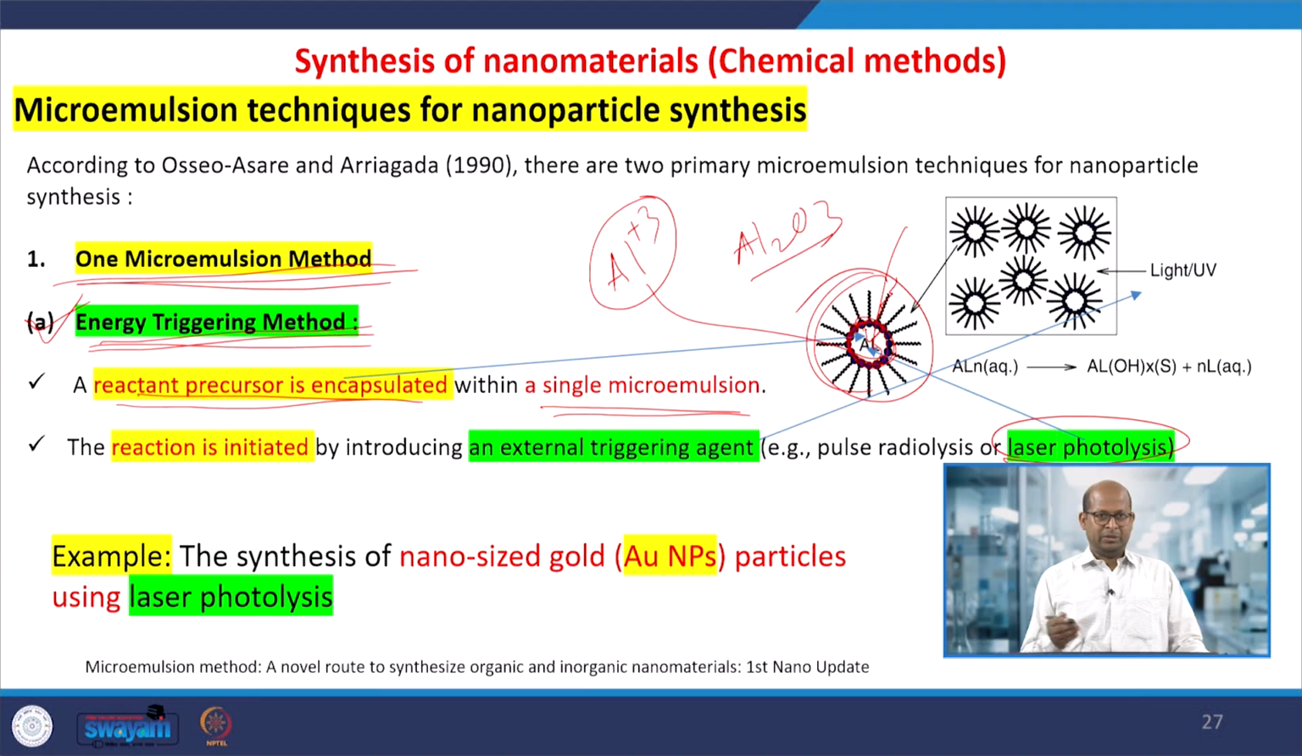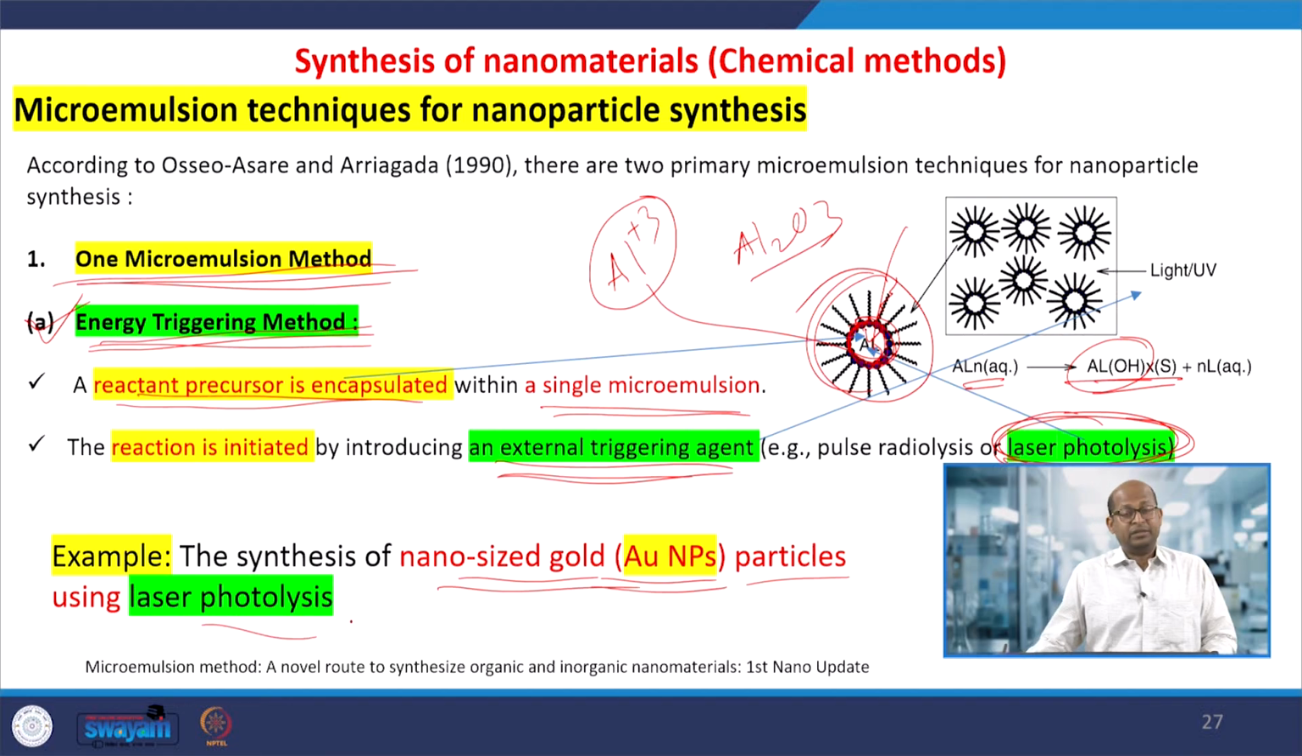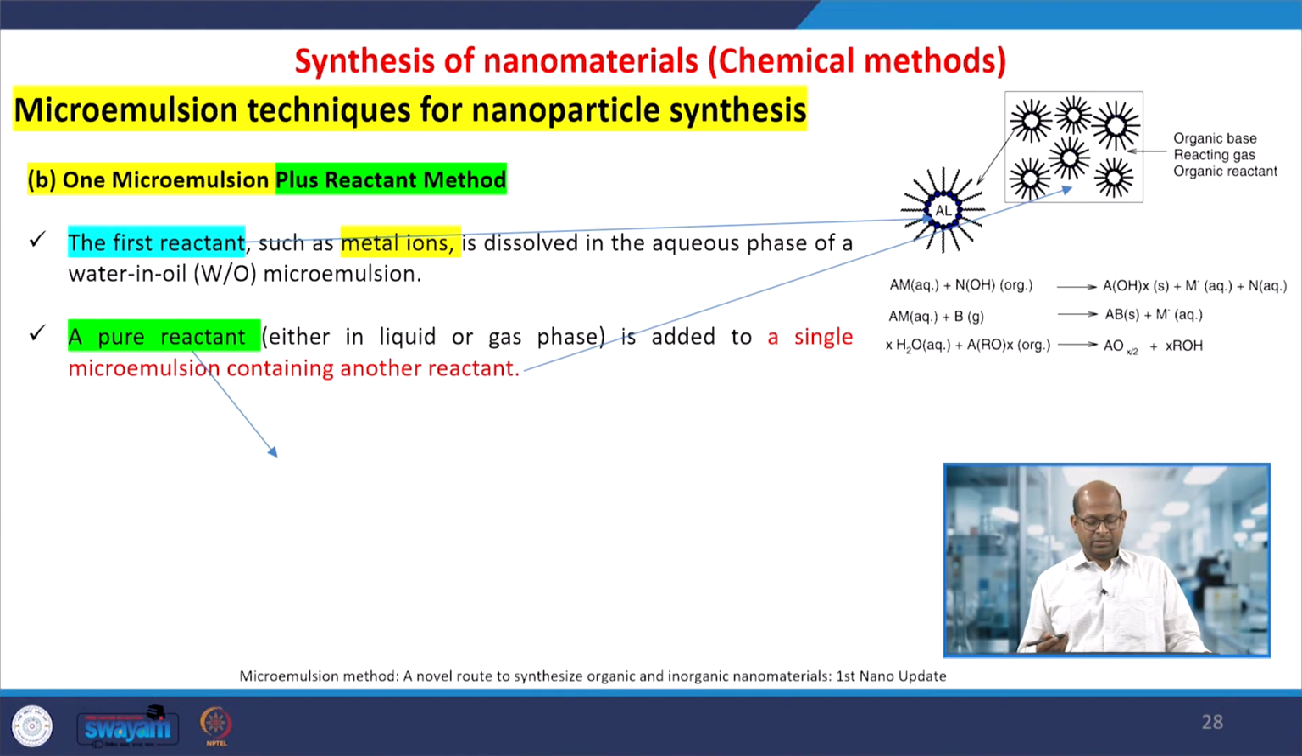In the presence of light, the metal ions would be converted into metal hydroxides. So it remains there in the form of small particles, maybe in the range of 2 to 5 nanometers, as a metal oxide or hydroxide. After that, if we calcine or heat up, then the surfactants and other compounds disappear, and small nanomaterials or nanoparticles can be synthesized this way. Here, the external triggering agent, the laser, was used for that particular reaction or conversion. Gold nanoparticles, for example, can be synthesized using laser photolysis. Gold precursors are taken, this type of microemulsion is formed, and then using a laser we can convert the gold ions into gold nanoparticles.